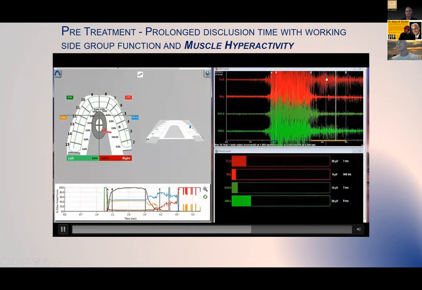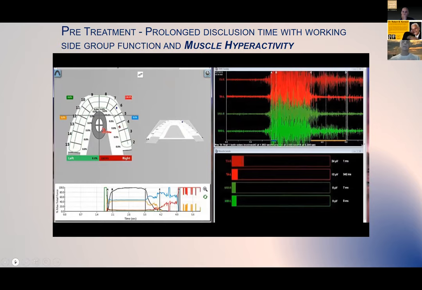But notice the temporalis tapers to the D line. The D line is the moment of disclusion, which you're going to see in a moment. The muscle activity is lowest at the D line. Look at the taper. Okay. Now we treat that person. We take that 1.4 seconds and we make it 0.3 seconds.